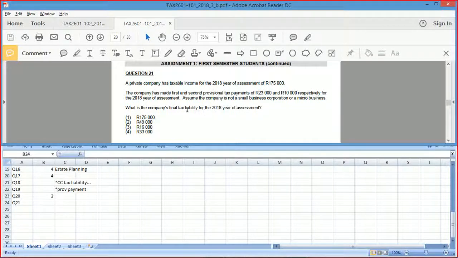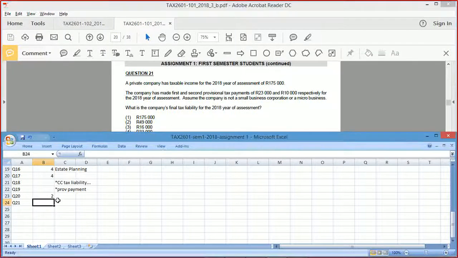Final tax liability of assessment. Okay, this is second provisional payment. I'll do this one for you. Okay, provisional payment, tax liability. Actually, we can do this one already because we just spoke about it, but we didn't work it out. I don't think I worked out the liability.